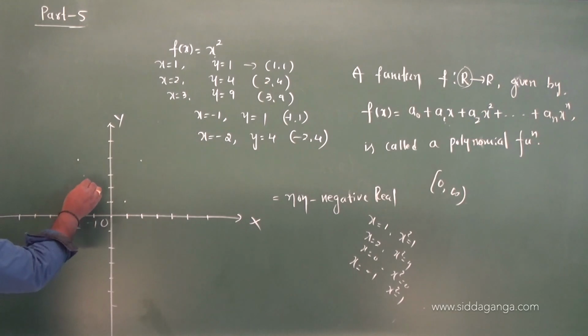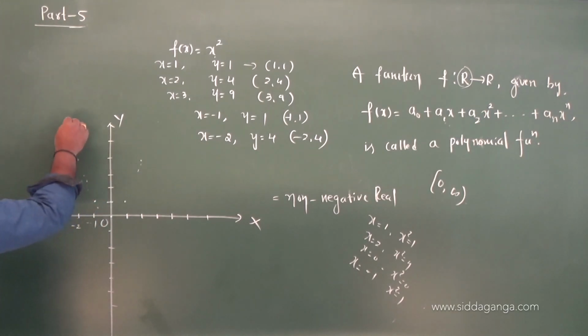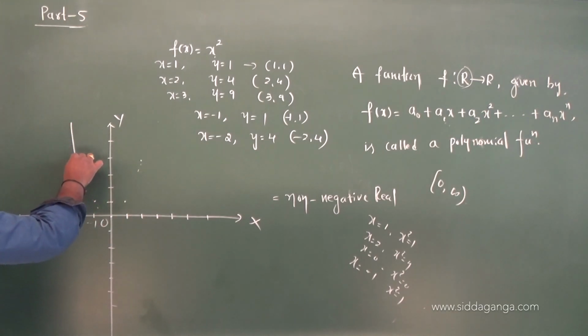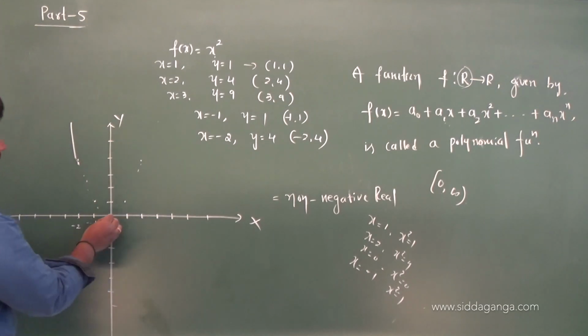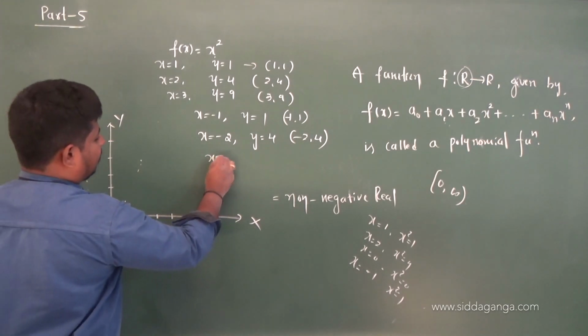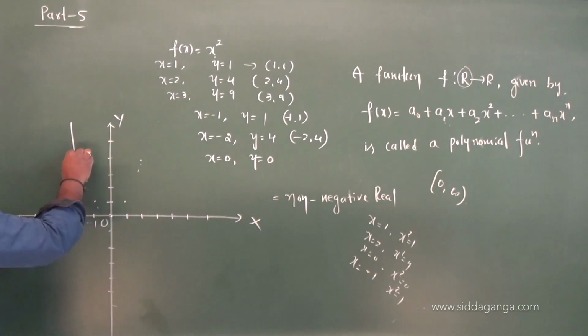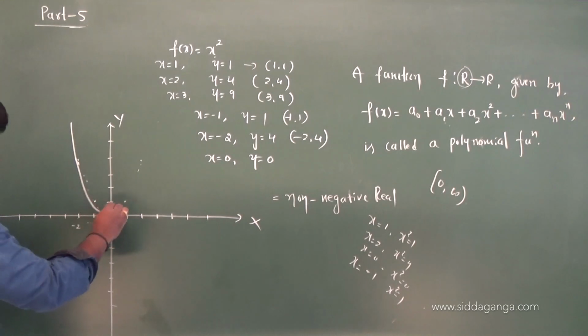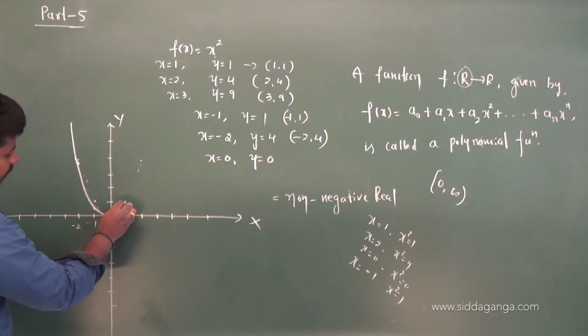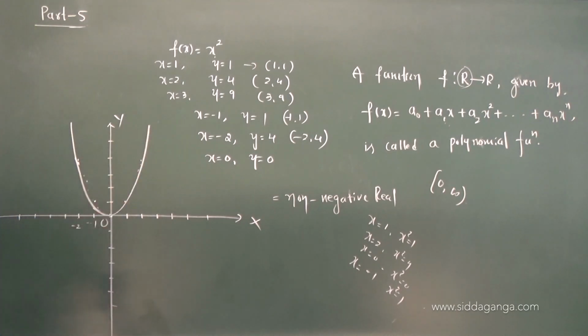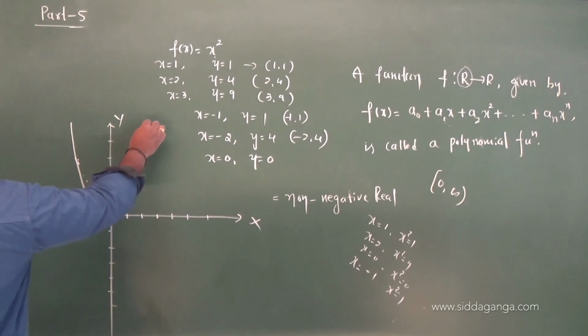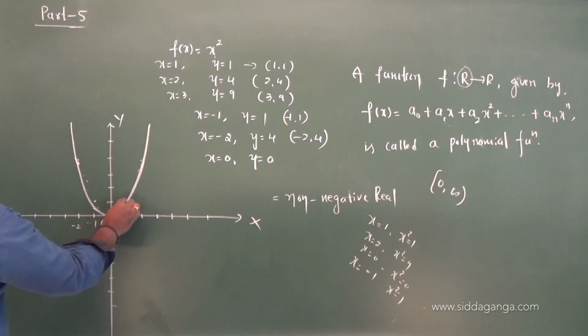In the same way, when x is 0, y is also 0. When x is 0, y is 0 square, that is 0. So it passes through 0, 0. So you get a graph like this. This is your graph of the function y is equal to x square.